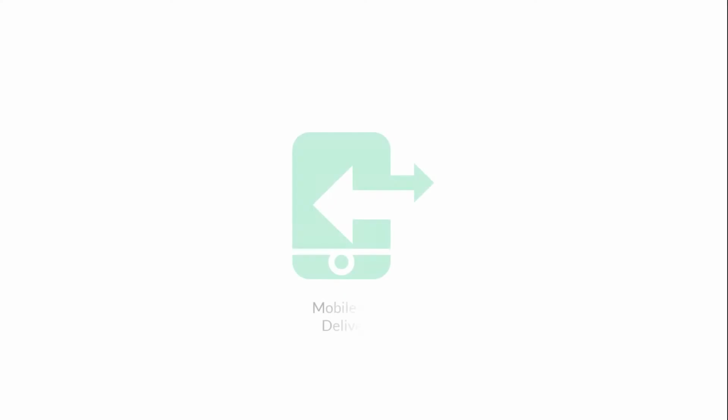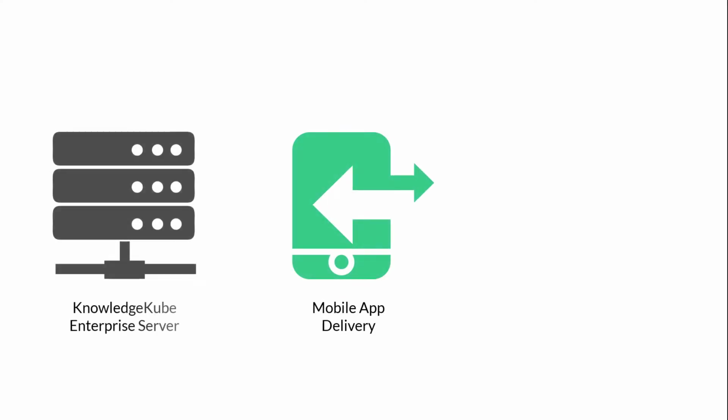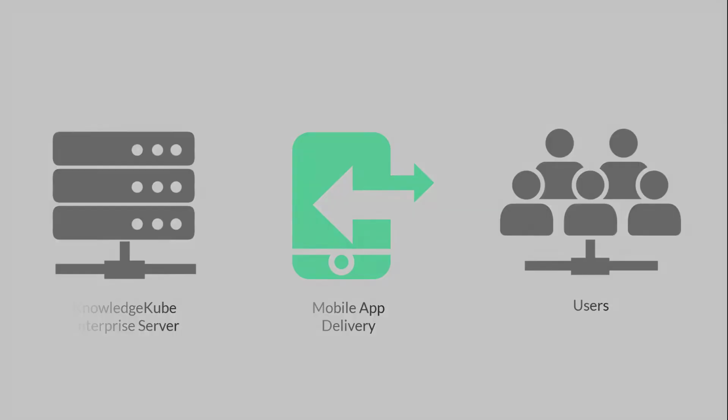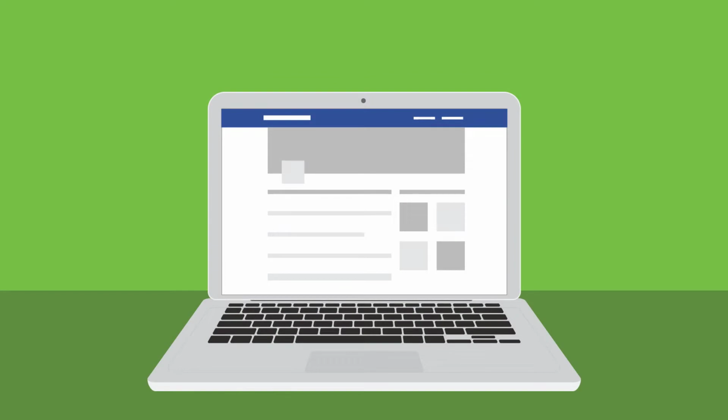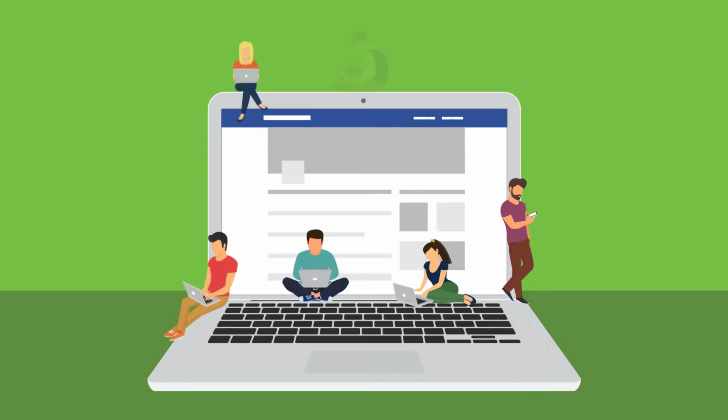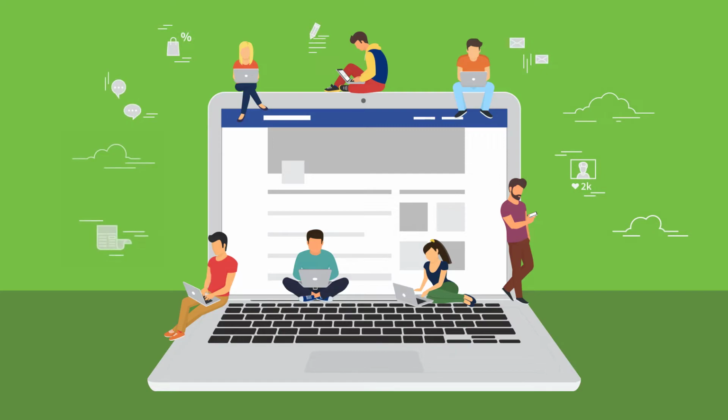Mobile app delivery requires use of the KnowledgeKube Enterprise Server feature, which lets you deliver custom branded content to users anywhere they might need it. KnowledgeKube lets you manage your application's users, control which content they have access to, and even create and manage users within the application itself. By combining user management features with custom expressions, you can deliver a truly personalized experience to individuals or groups of users.